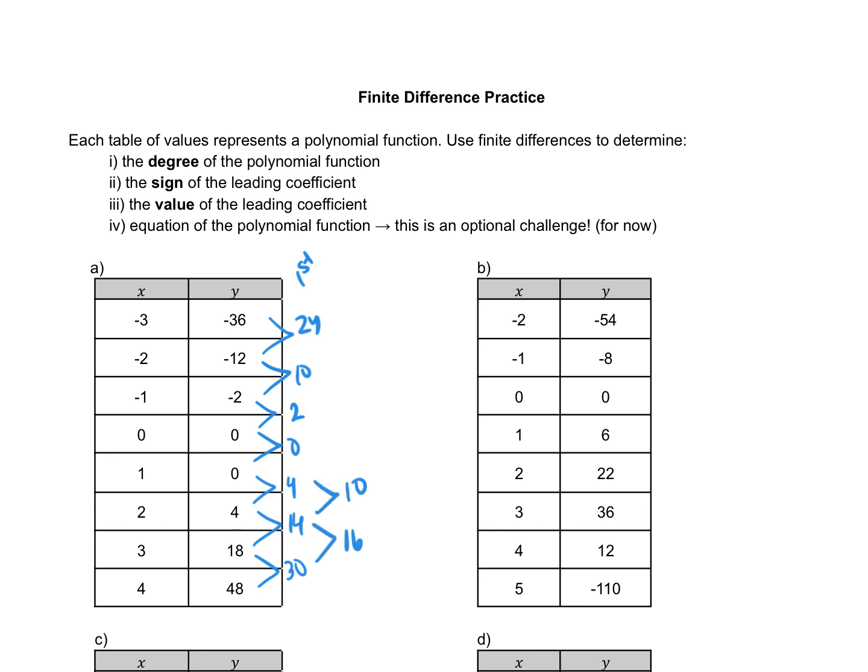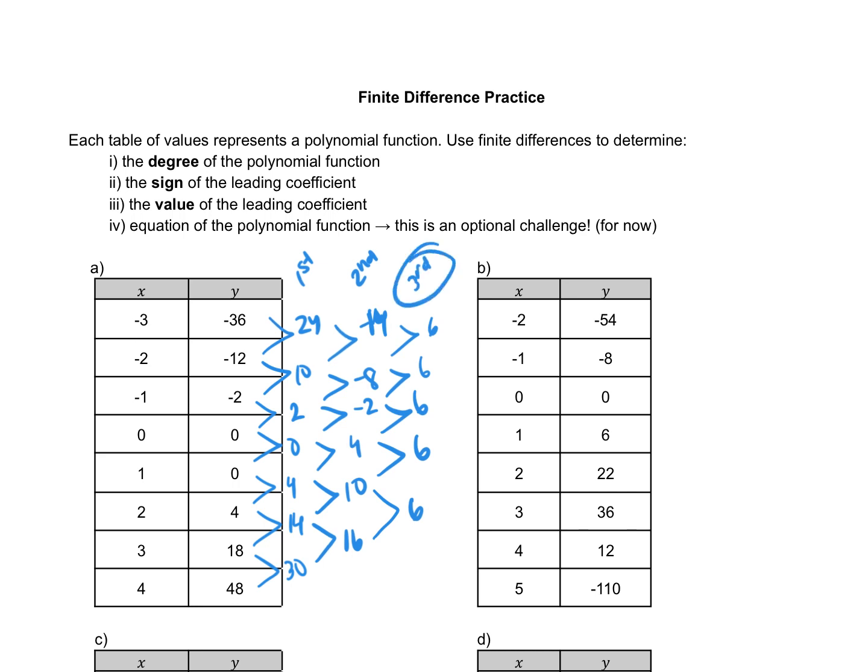16, 10, 4, -2, -8, -14. The second differences are not the same either. I go again. 6, 6, 6. Okay, perfect. The third differences are the same. This must be cubic. So it's a degree of 3. Because the constant finite difference is positive, our leading coefficient would be positive as well.